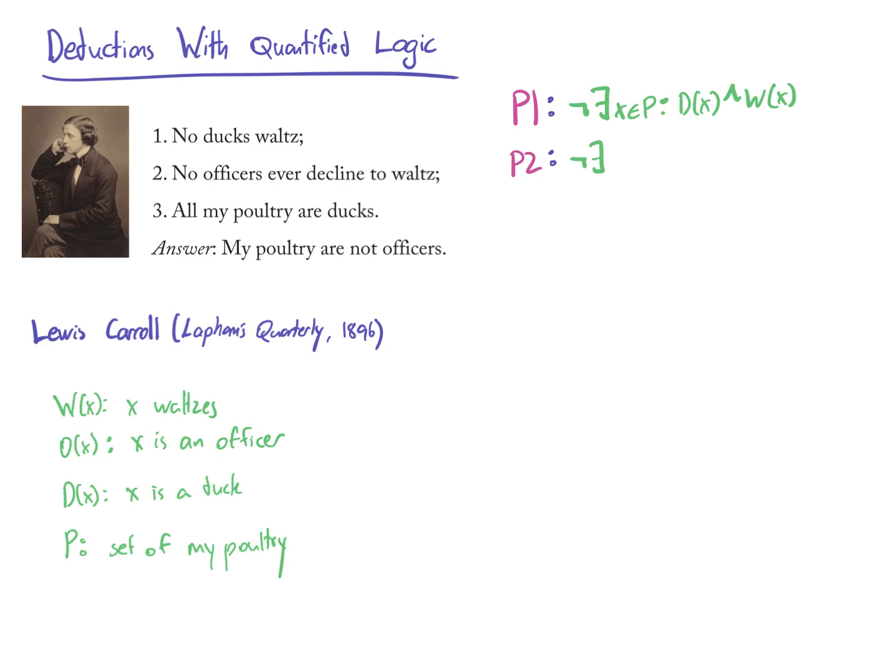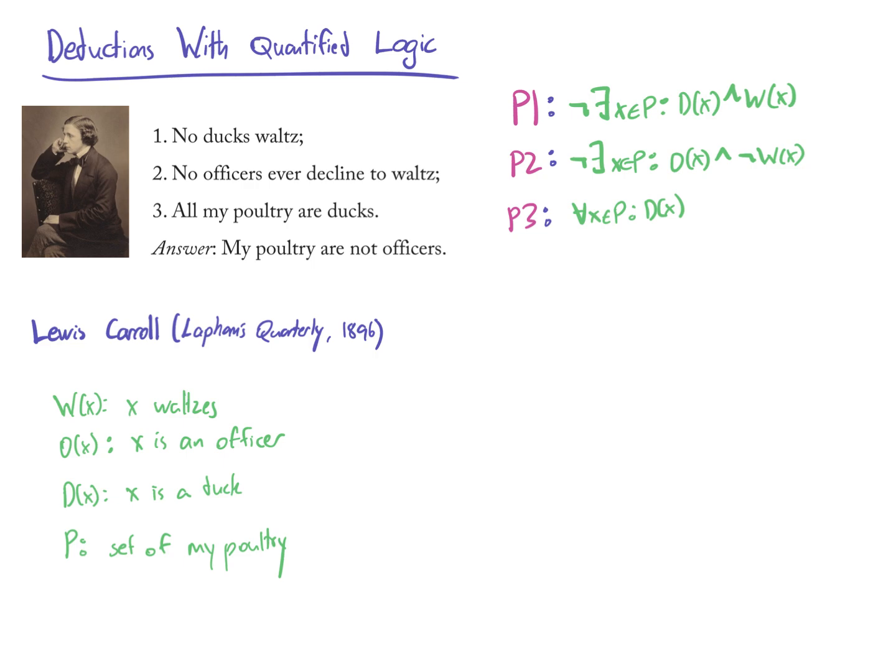There does not exist an element of P with the property that O of x, x is an officer, and not W of x, x doesn't waltz. So this is a translation of "no officers ever decline to waltz." And then finally, premise 3. So premise 3, all my poultry are ducks. So for all x in my set of poultry, D of x, x is a duck.